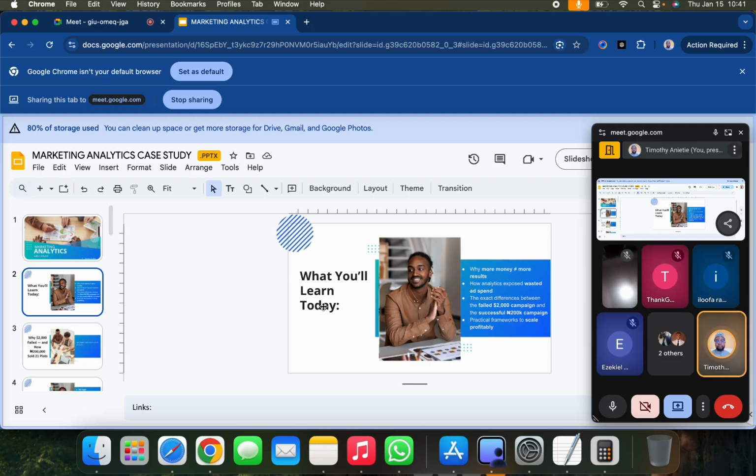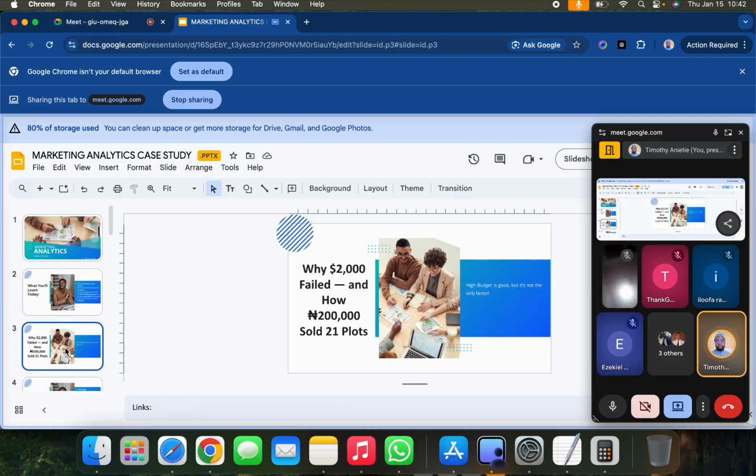Thirdly, you will learn the exact differences we encountered while working with the failed $2,000 campaign and the successful one, where we spent 200,000 naira monthly for the campaign for 90 days. And then the last thing will be the practical frameworks to scale profitably. As someone who has experienced the ups and downs of this process, the blame is never on the ad platform. High budget is good, but it's not the guarantee. The fact that you have a 2,000 budget and the other person has a 200,000 budget does not mean that you will have more results than him if you do not understand exactly what we're about to learn here.